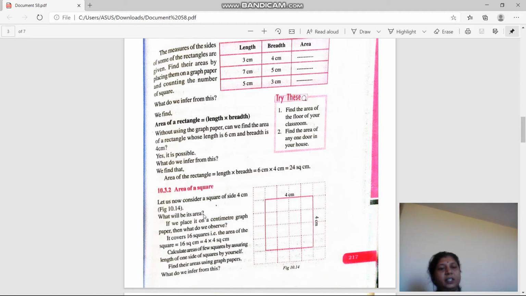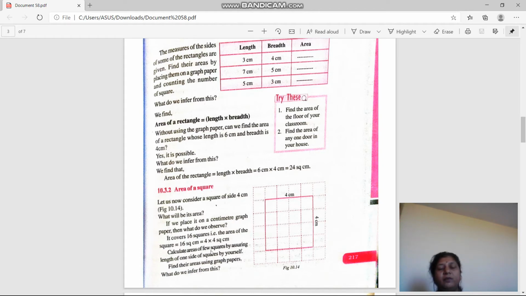What will be its area? If we place it on a centimeter graph paper, then what do we observe? It covers 16 squares. That is, the area of the square is equal to 16 square centimeter. That means 4 into 4, that is 16 square centimeter.